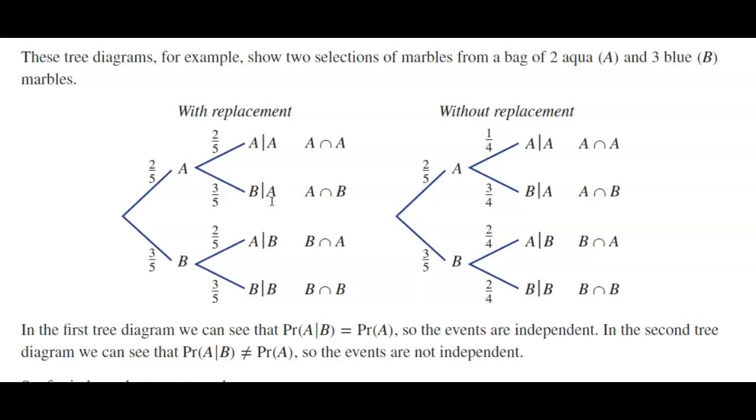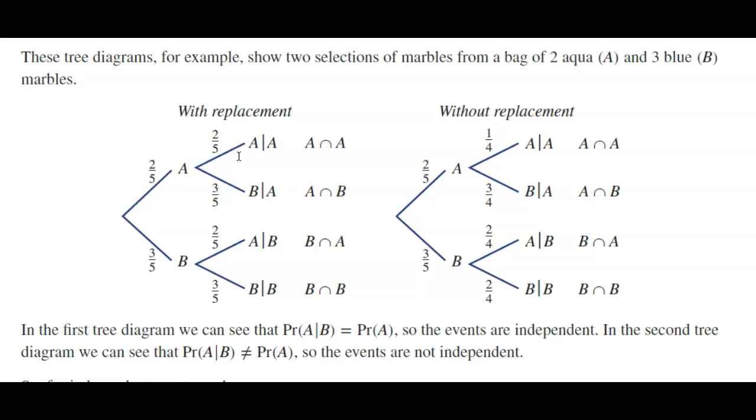It's the same as if you were to toss a coin. Every time I toss a coin, it's equally likely to get a head or a tail. That doesn't change. Just because I got a tail one time doesn't mean it's going to affect whether I get a head or tail next time. It's still going to be 50-50. So it's the same here with replacement. The probability of getting an aqua bead stays 2 over 5.